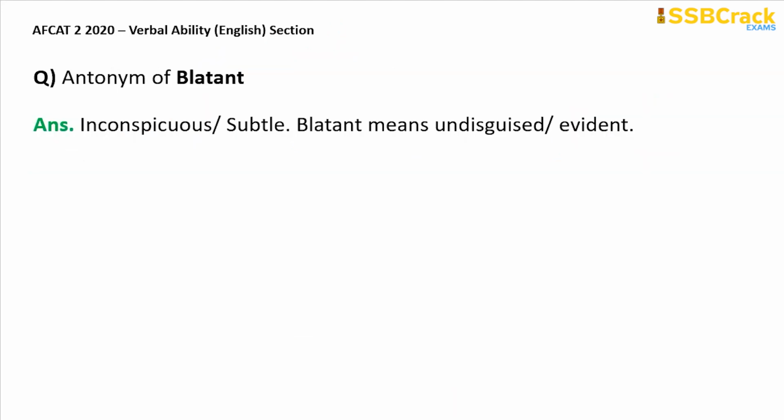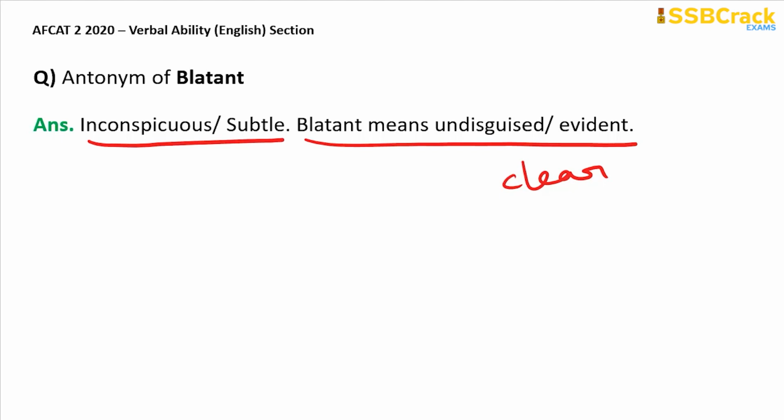The next question is antonym of blatant. Now again, you need to know the meaning of blatant. Blatant means undisguised or evident, something that is clear, that is not disguised, something that is very obvious. So the opposite of blatant will obviously be something not clear, something which is vague. In other words, inconspicuous or subtle. So both inconspicuous and subtle mean not clear, vague, not obvious, right?